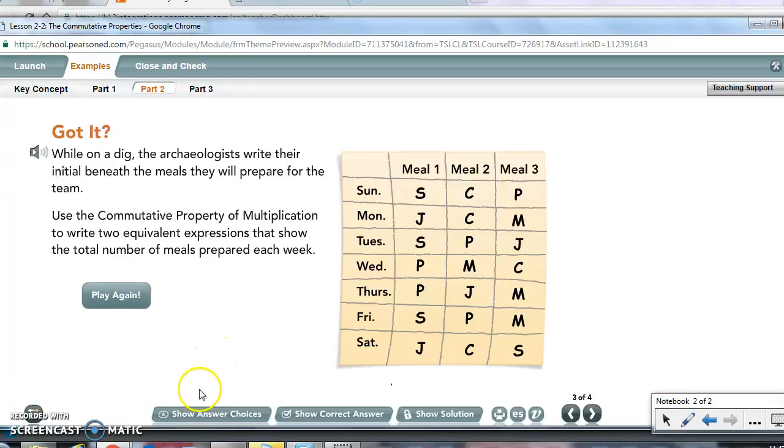Okay, so go ahead and try this one on your own. Here are some answer choices. Freeze your screen, talk to your partner or the people around you. What do you think the answer should be for this one?